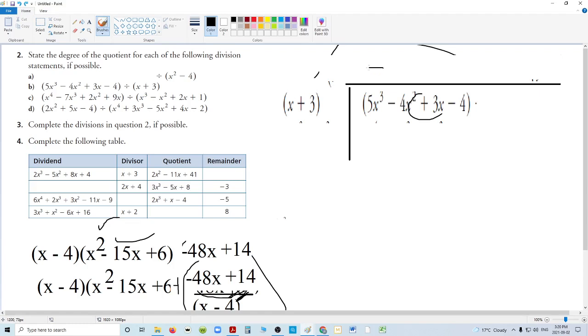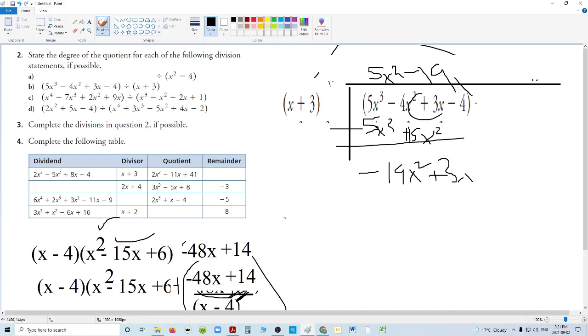X goes into this 5x times 5x squared, left with 5x cubed plus 15x squared. When I subtract it, I get minus 19x squared, and then I bring down the plus 3x. I get minus 19x as a quotient. When I multiply it out, I get minus 38 minus 76x. When I subtract it, I get 79x. And when I bring down this minus 4, I get that.